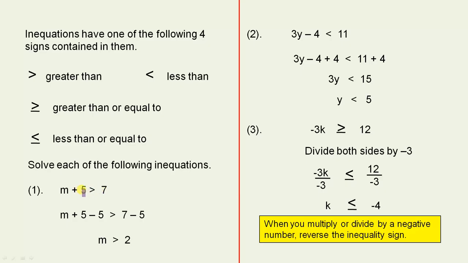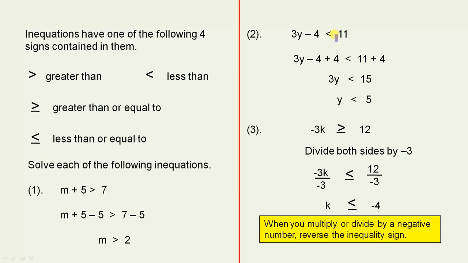Because that's a plus 5, we subtract 5 from both sides. And that's why we have this line. So we've subtracted 5 from the left-hand side, and we also subtract 5 from the right-hand side. When each of these are simplified, we have the answer m is greater than 2. So basically, the values of m that satisfy this inequation are all numbers that are greater than 2.